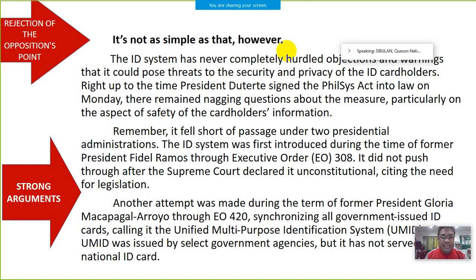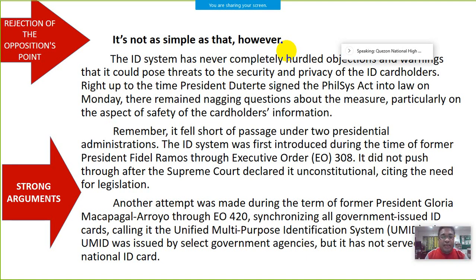Then, the next argument, remember, it fell short of passage under two presidential administrations. The ID system was first introduced during the time of former President Fidel Ramos through Executive Order number 308. It did not push through after the Supreme Court declared it unconstitutional, citing the need for legislation. So the second argument why the opposition's idea is rejected is that it is claimed by this editorial that the national ID system is unconstitutional.